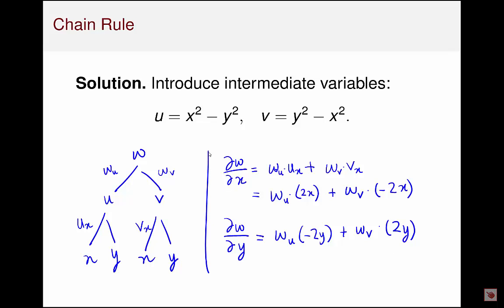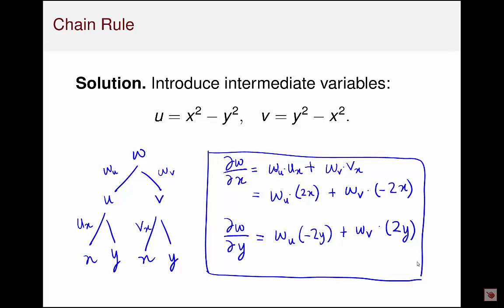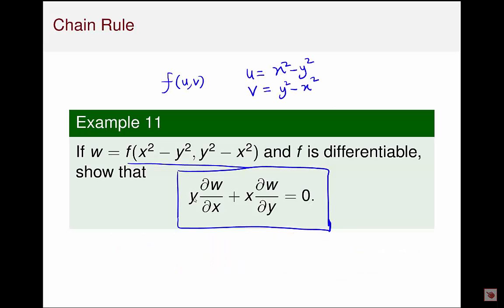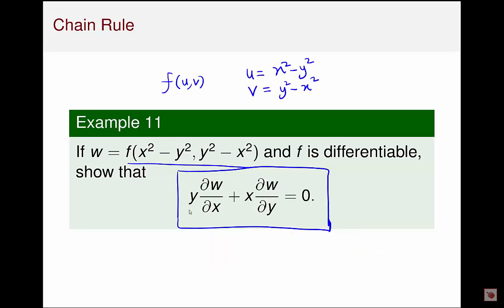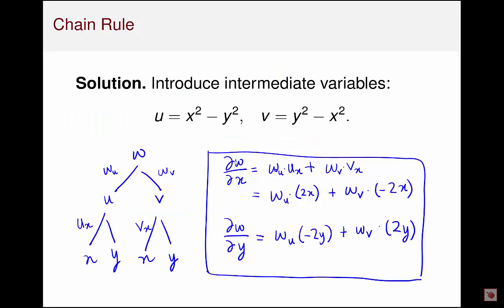So we have arrived at the expressions for our partial derivatives. Next, let's look at what we want to show. We want to show y times dw/dx plus x times dw/dy equals 0. So we need to do something to this expression. In particular, for the first one, we need to multiply by y. So we're going to do that. And for the second one, we're going to multiply by x.